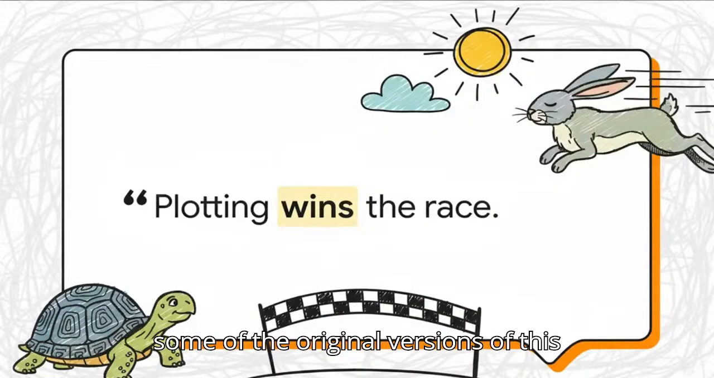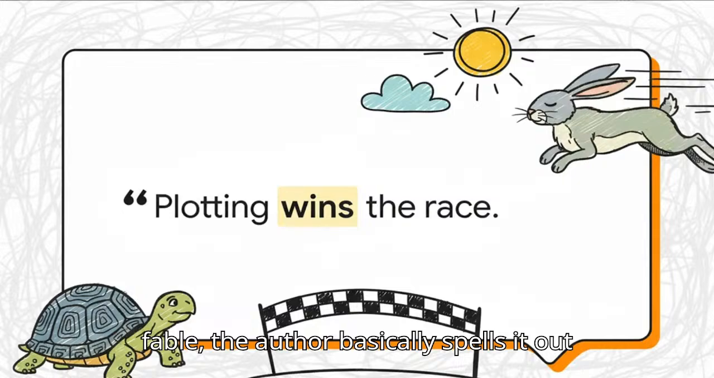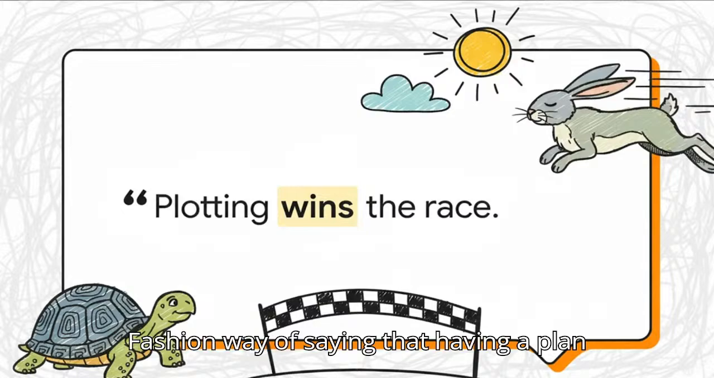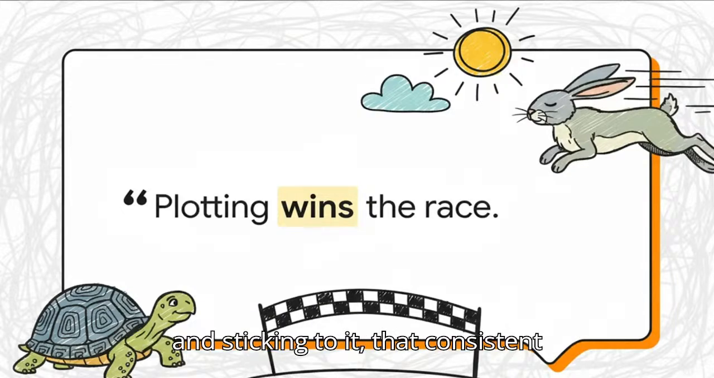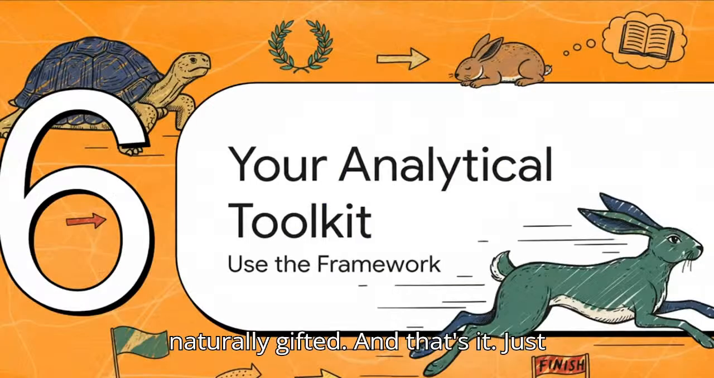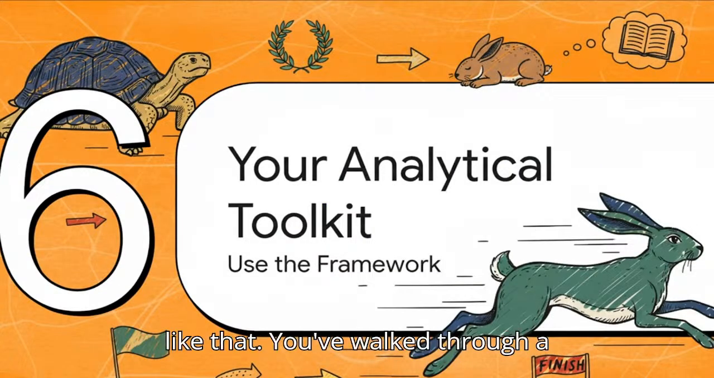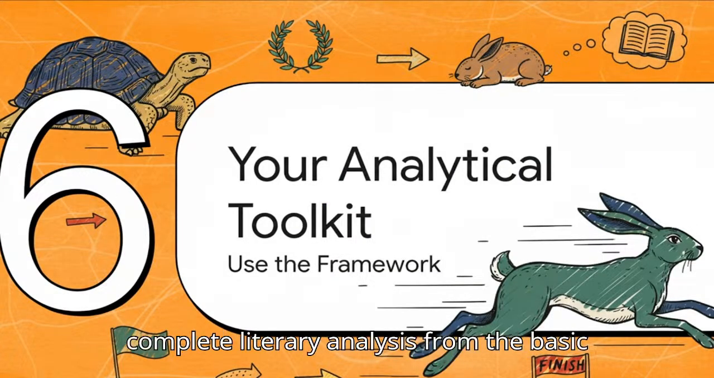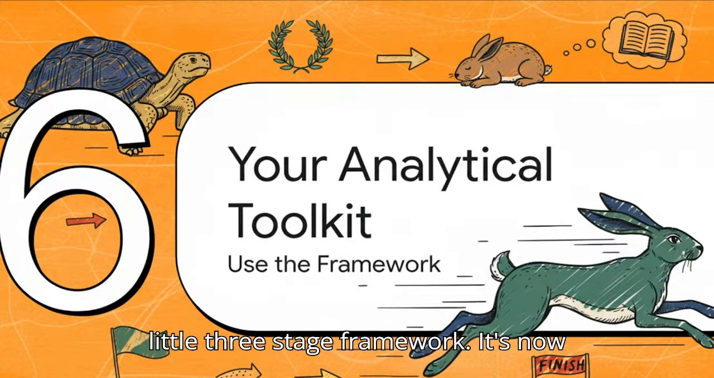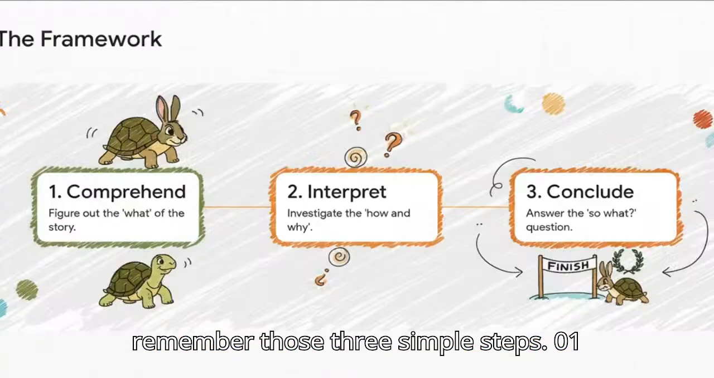And the moral of the story, the one we all learned as kids, is slow and steady wins the race. And you know, in some of the original versions of this fable, the author basically spells it out for us. The last line is, "Plotting wins the race," which is just a slightly old-fashioned way of saying that having a plan and sticking to it, that consistent effort, is more important than just being naturally gifted.